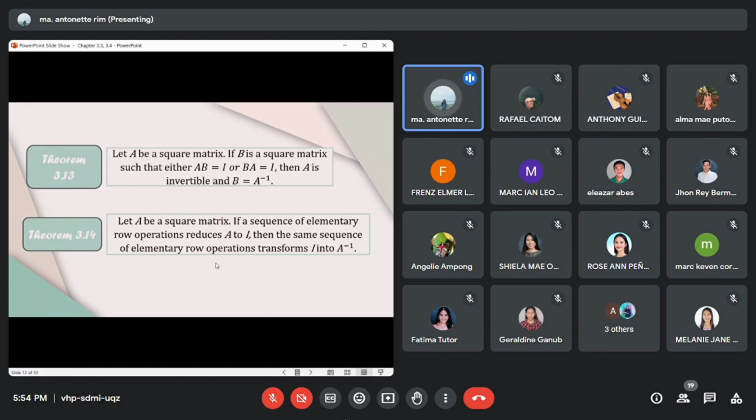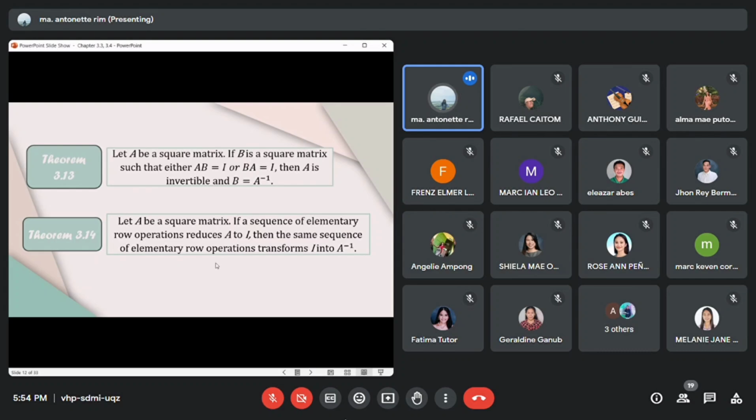Okay, so theorem 3.13. Let A be a square matrix. If B is a square matrix such that either AB is equal to I or BA is equal to I, then A is invertible and B is equal to A inverse. So if we analyze it, going back to the definition, a matrix multiplied by its inverse is equal to I. In the same way, if the product AB is I, or the product BA is I, then it follows that A is invertible and B is its inverse.